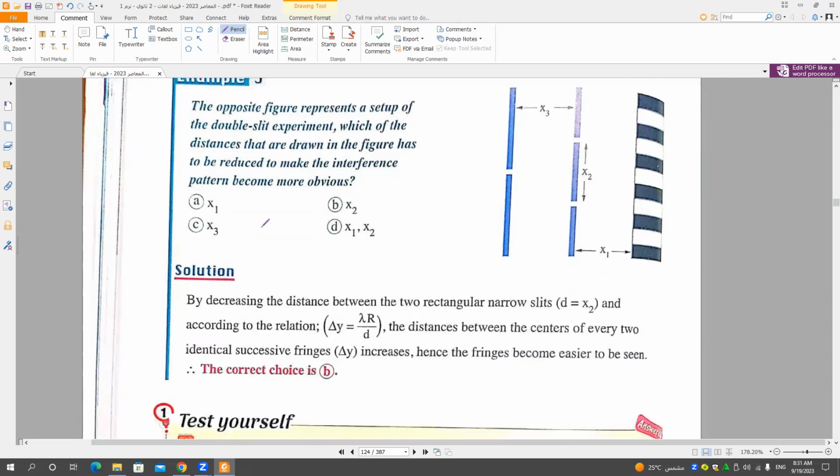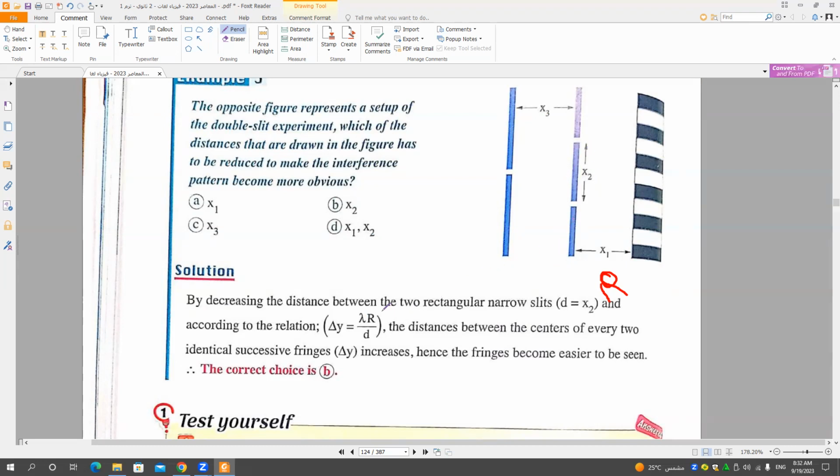Let's do example number 3. In the opposite figure, representing a double slit experiment setup, which of the distances drawn in the figure has to be reduced to make the interference more obvious? Firstly, the distance R must increase. X1 must increase. And distance x2 must decrease.